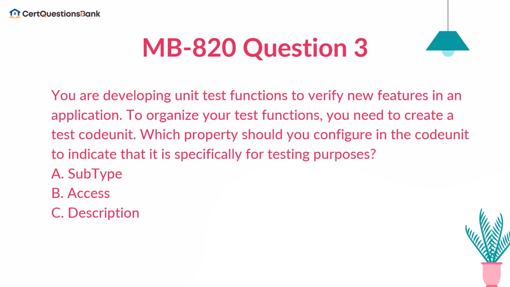You are developing unit test functions to verify new features in an application. To organize your test functions, you need to create a test code unit. Which property should you configure in the code unit to indicate that it is specifically for testing purposes? A. Subtype. B. Access. C. Description.